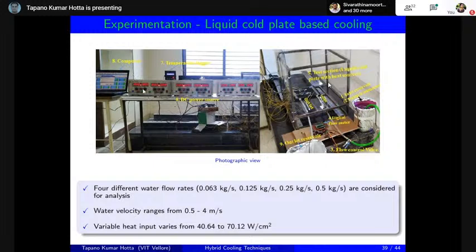There should be a computer, and at the outlet there will be an outlet temperature and an outlet reservoir, where you need to collect this water. We have gone for different flow rates, from low to high, and also for variable heat inputs from 40.64 to 70.12 watt per centimeter square. You can convert the mass flow rate into water velocity using the formula m dot equals rho A V. So this is a simple experimental setup we have in our laboratory.